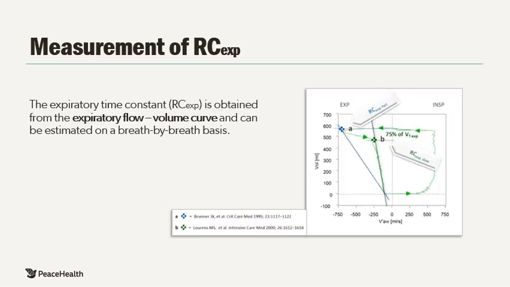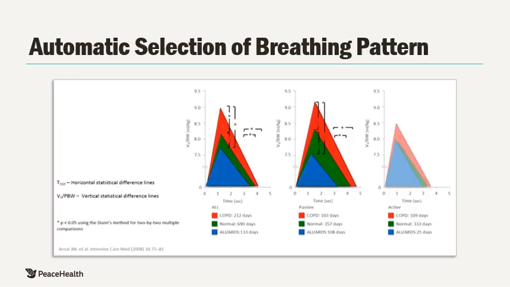The expiratory time constant, or RCEXP, is obtained from the expiratory flow volume curve, and it can be estimated on a breath-by-breath basis. In this prospective observational cohort study of passively ventilated patients, ASV delivered different tidal volume and respiratory rate combinations based on the underlying condition, specifically providing lower tidal volumes in ARDS than in COPD.